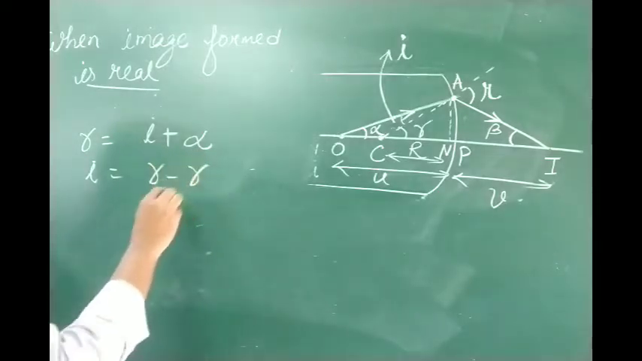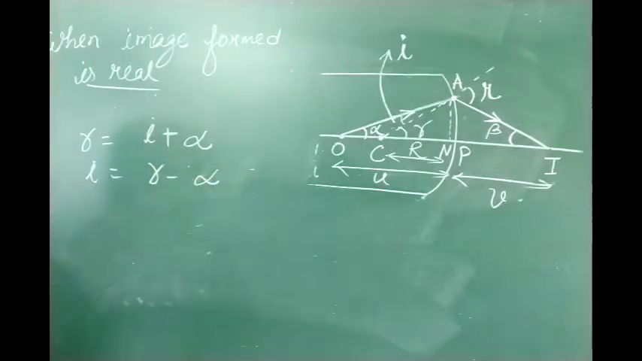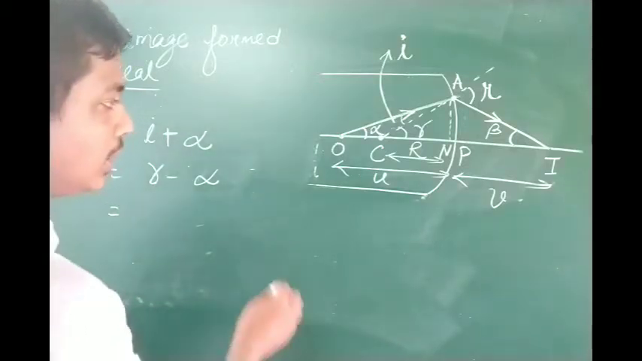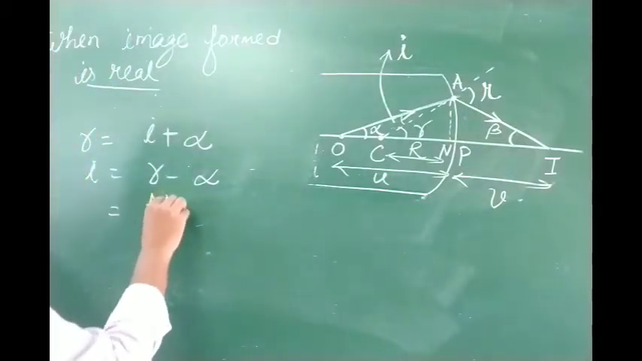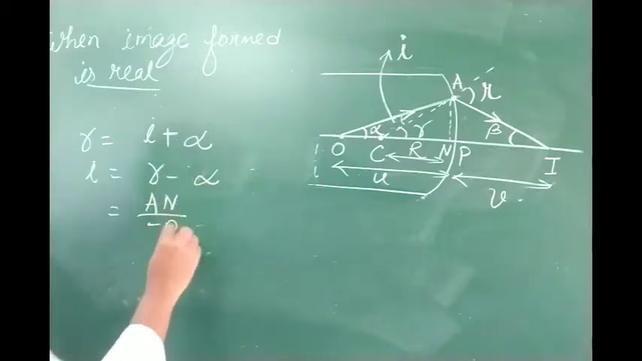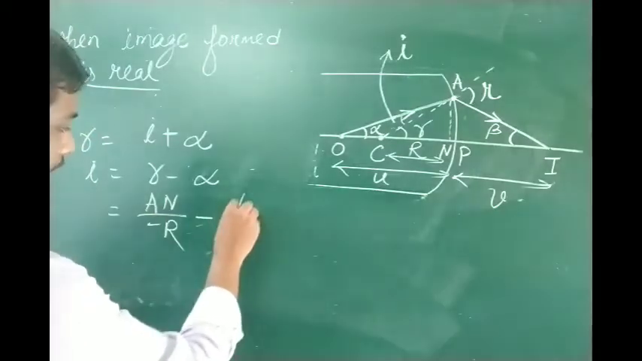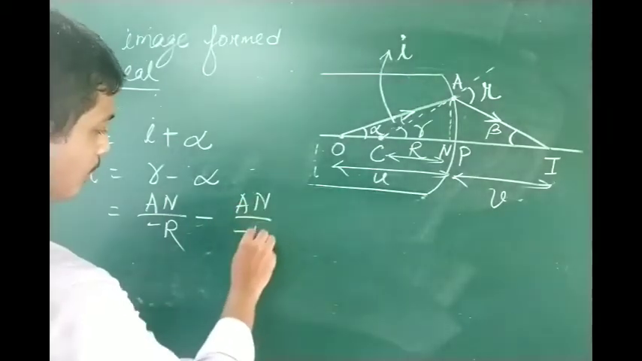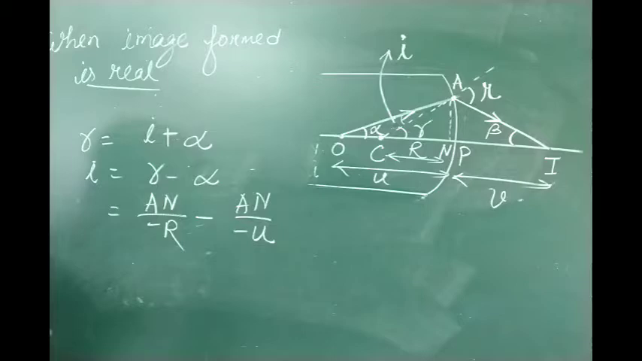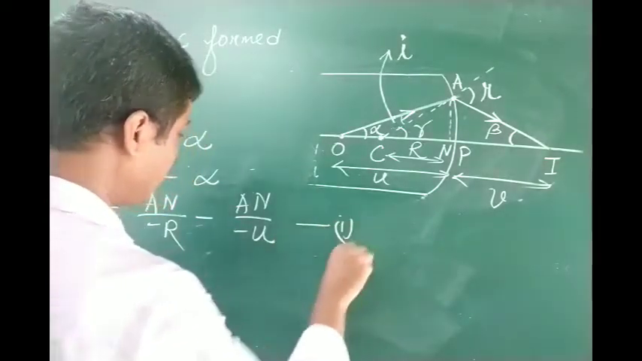gamma minus alpha. So the gamma angle we have got is h by minus r. You can see previously, for the alpha angle we have got h by minus u. We can mark this as equation number 1.